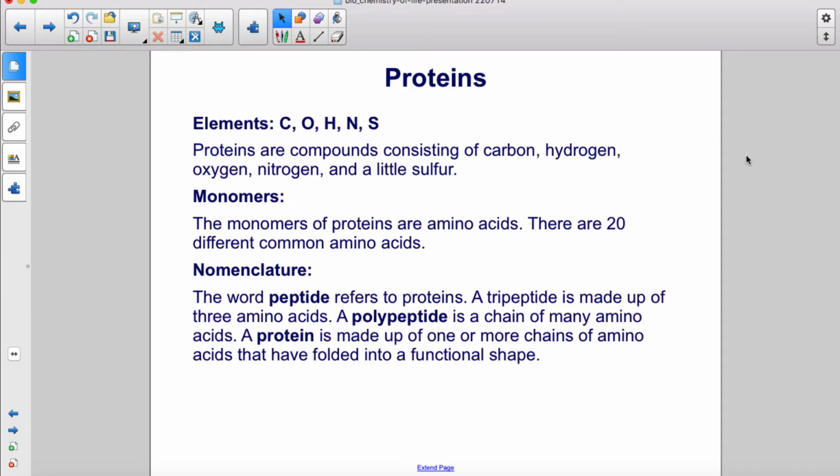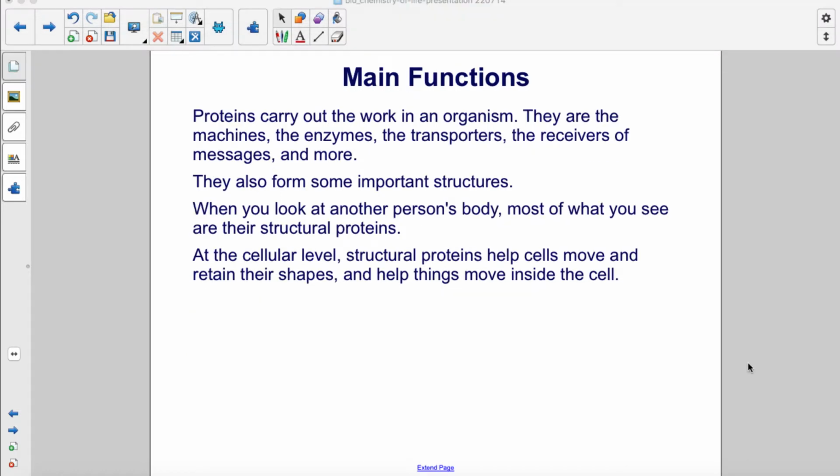A protein is made up of one or more chains of amino acids that have folded into a functional shape. Proteins carry out the work in an organism. They're the machines, the enzymes, the transporters, the receivers of messages, and more. They also form some important structures. When you look at another person's body, most of what you see are their structural proteins. At the cellular level, structural proteins help cells move and retain their shapes, and help things move inside the cell.